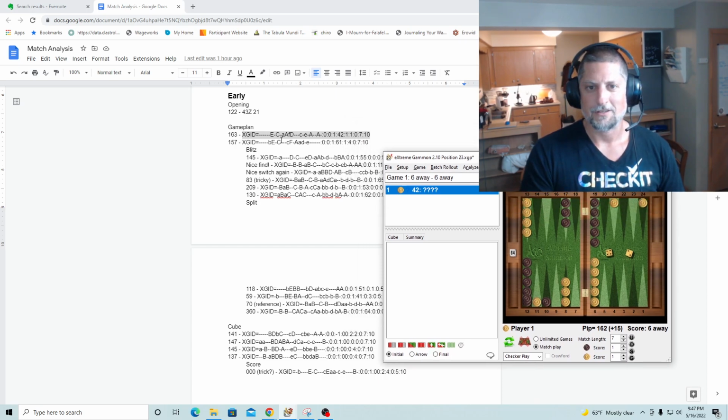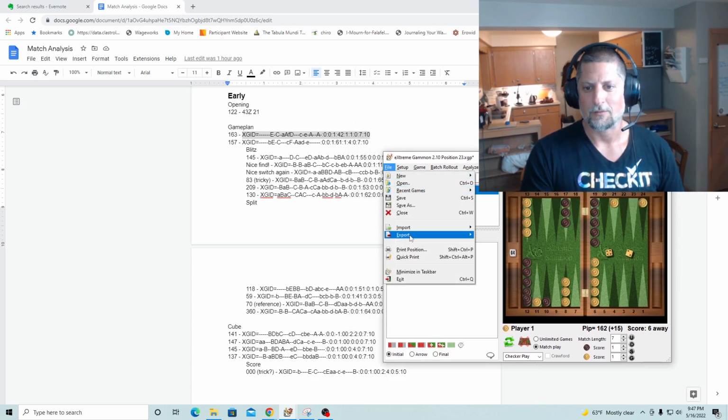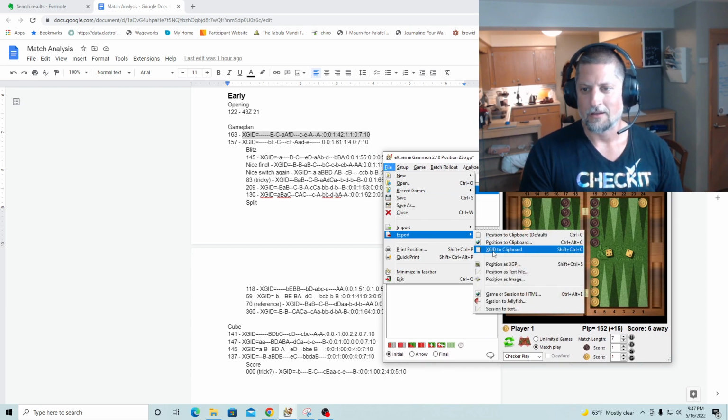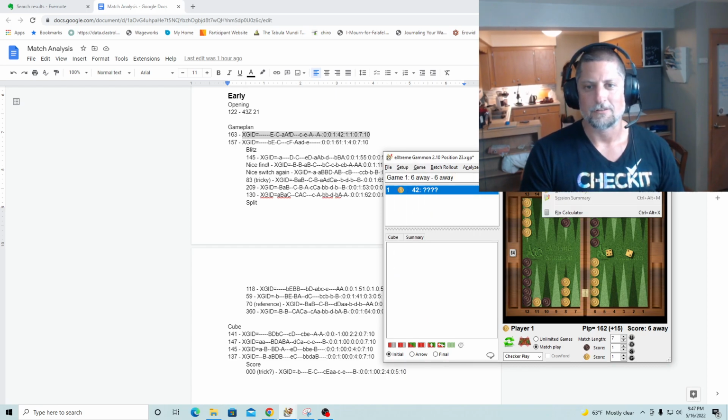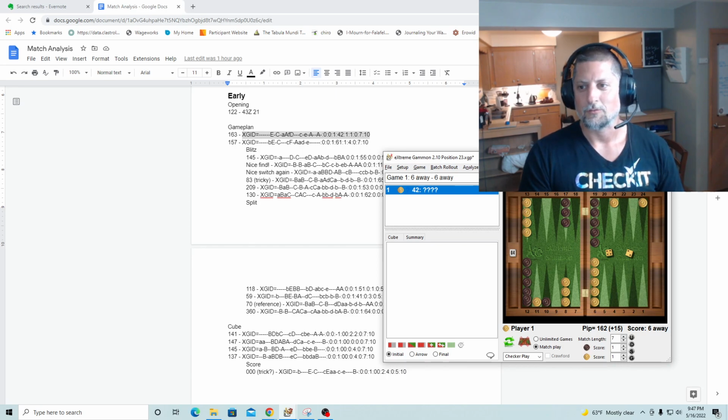It looks like this ID. You can learn exactly how that's constructed. But if you ever want to take a position and get it that way, you can export XGID to clipboard. And it's just a really handy thing, so you don't have to be entering this into XG every time. You don't have to clog up your study document with a bunch of images, something like that.